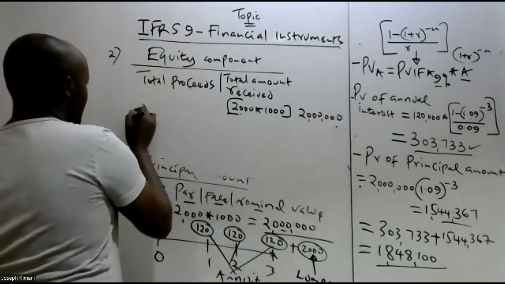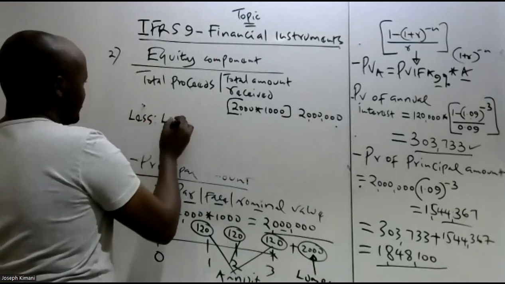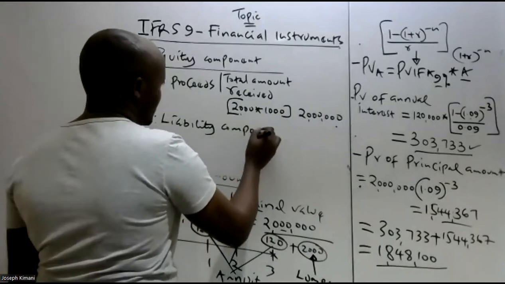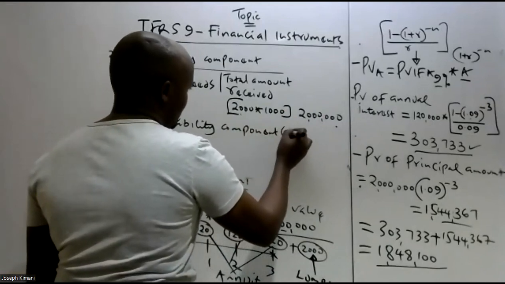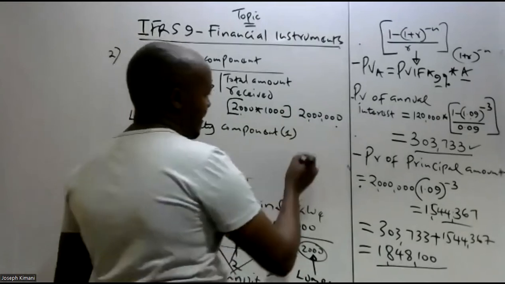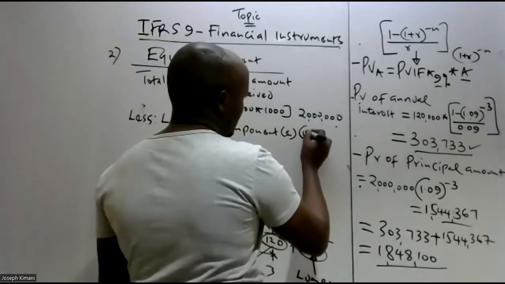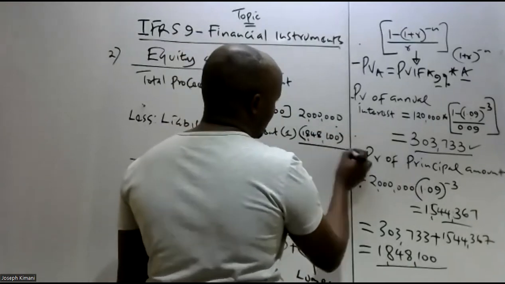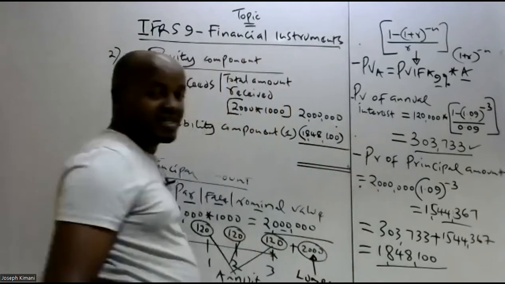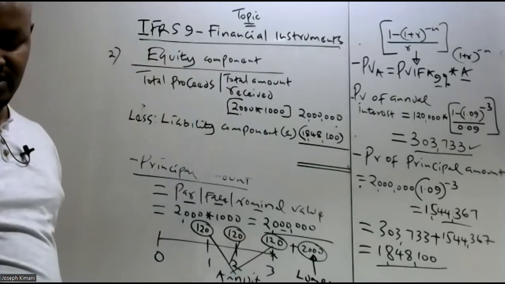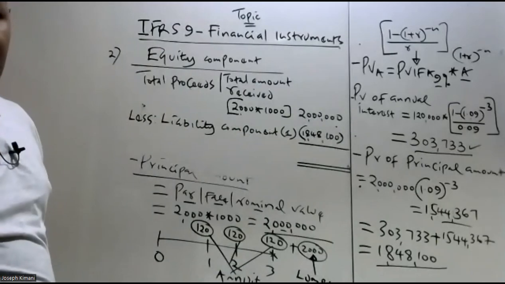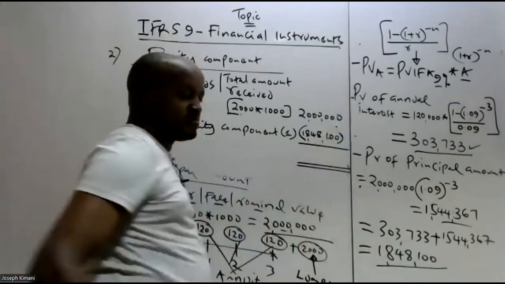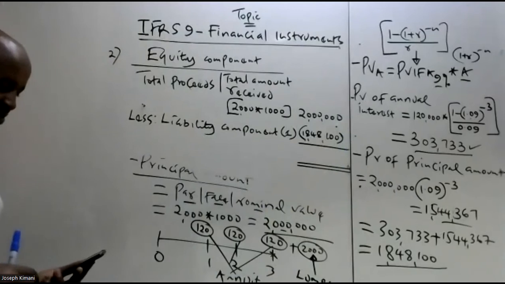So we take that, and then from this we deduct what we have referred to as the liability component, which we computed in step number 1. And we have it here, 1,848,100. So that now we get the difference between the two. Give me the difference there.